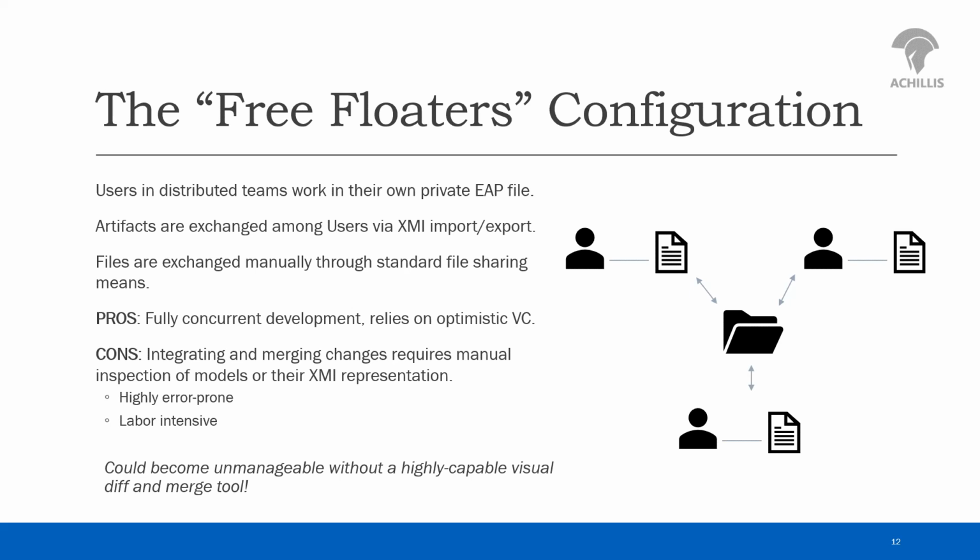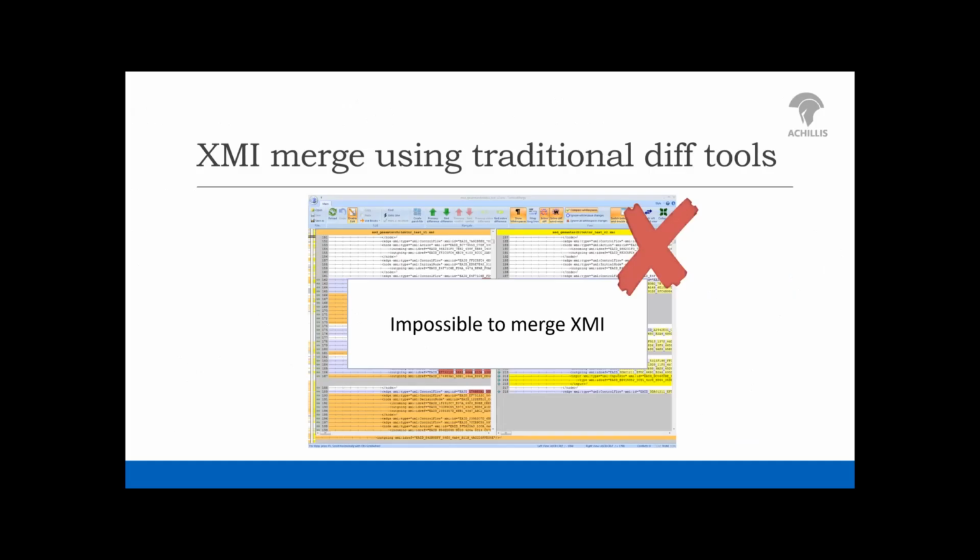The cons of this configuration is that integrating and merging changes at the tail end requires manual inspection of models or their XMI representation, which is highly error-prone and labor-intensive. So naturally, this could become unmanageable without a highly capable visual diff and merge tool. Working with XMI to do diff and merge is nearly impossible. This is what it looks like. It doesn't matter how XMI savvy you are. It's simply not a way to do that. So the recommendation here, the best practice is don't do it.